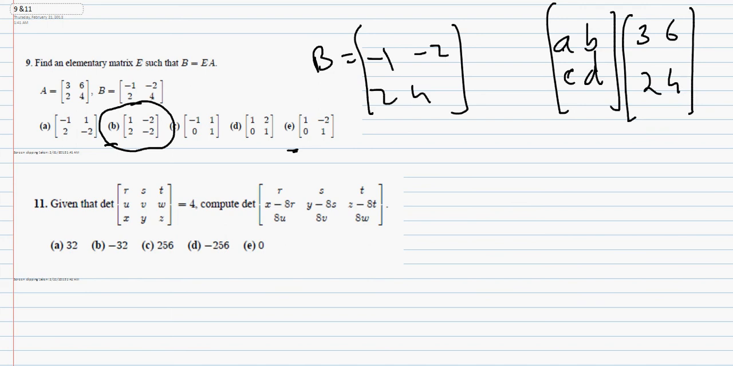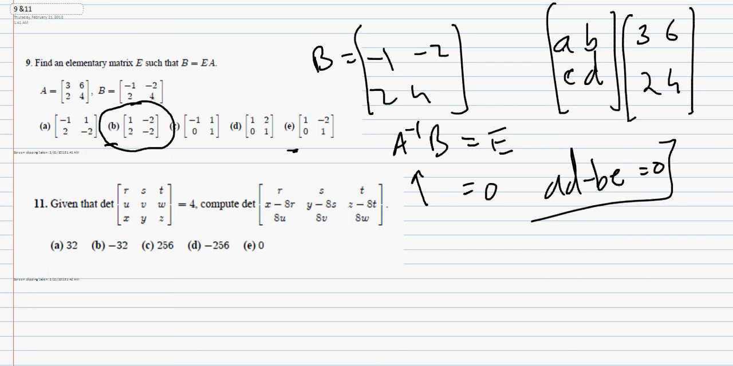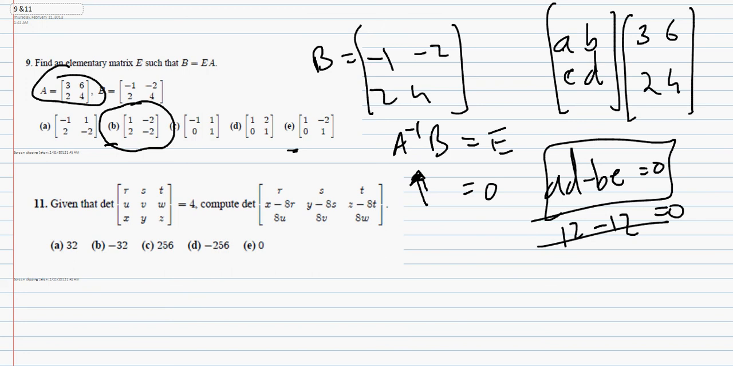You might also be thinking that there could be another method where we multiply both sides by the inverse: A inverse times B equals E, right? But the problem here is that the determinant of A equals AD minus BC, which equals 0. So A is actually not invertible, because you get 12 minus 12 equals 0. You can't do it this way, so it's a trial and test method, and you will find that B is the best answer.